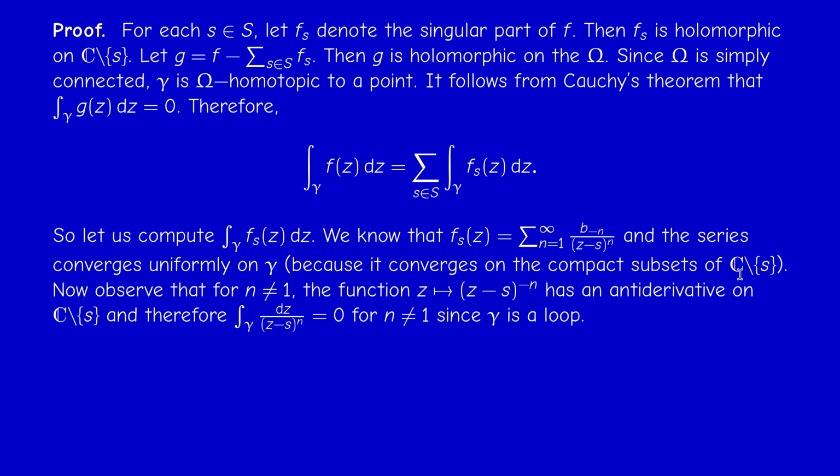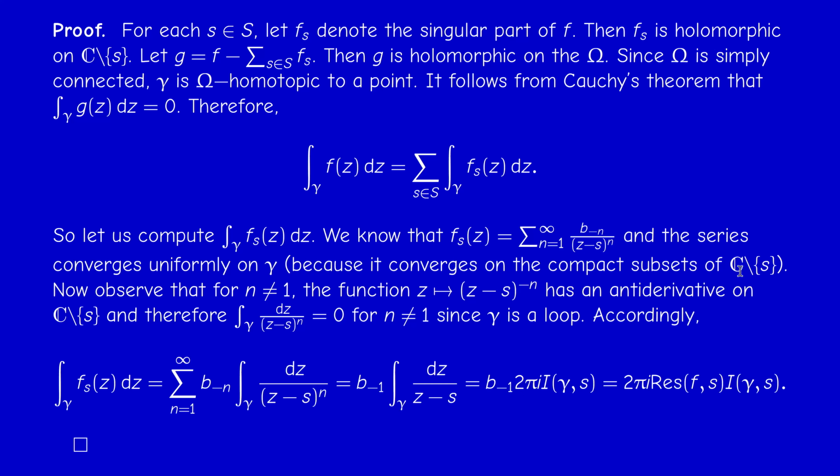So when I integrate, the only surviving term is actually 2 pi i times the integral of 1 over z minus a. So here it is. The integral of fs, everything vanished except the integral of b minus 1 over z minus s. And this has a name. It's 2 pi i times the index of gamma with respect to s.